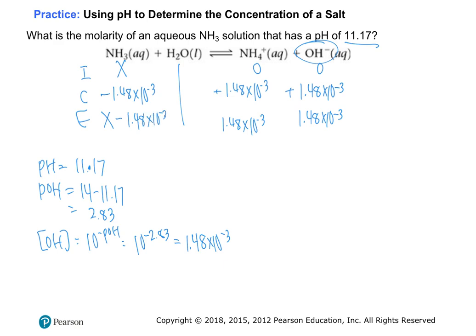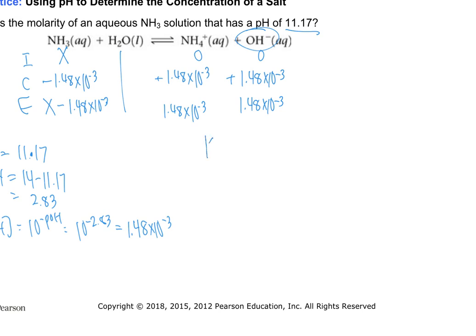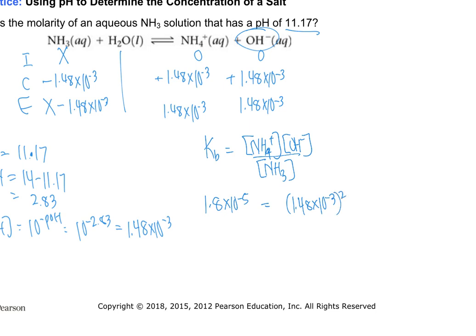So ammonia, we know its Kb is ammonium times hydroxide over ammonia. And its Kb value is 1.8 times 10 to the negative fifth. That will equal 1.48 times 10 to the negative third squared divided by x minus 1.48 times 10 to the negative third.